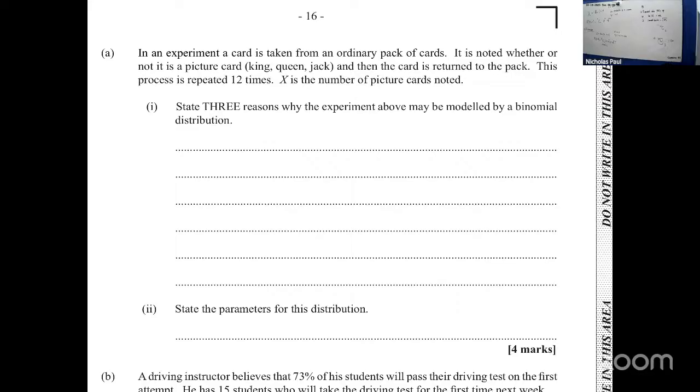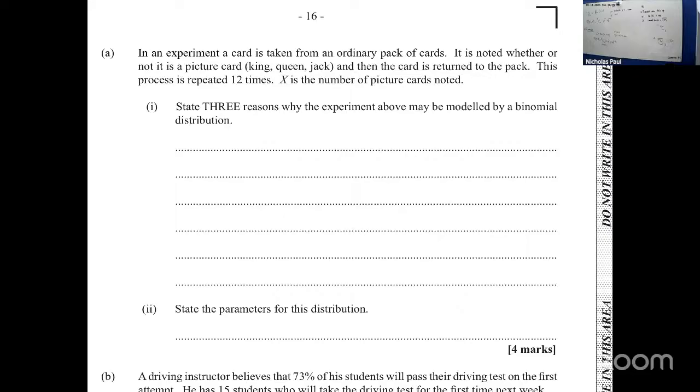So in an experiment, a card is taken from an ordinary deck. It is noted whether or not it is a picture card, and then the card is returned to the pack. This process is repeated 12 times. X is the number of picture cards noted.